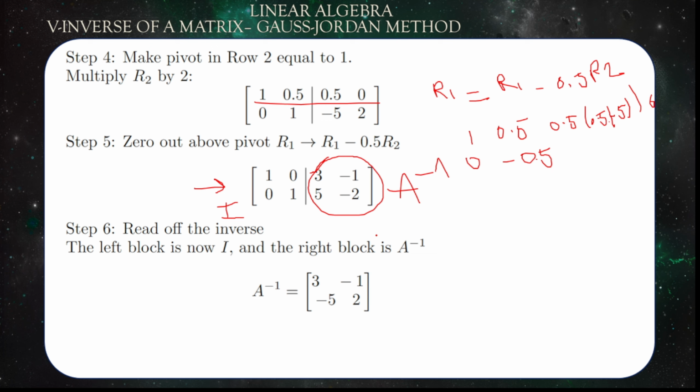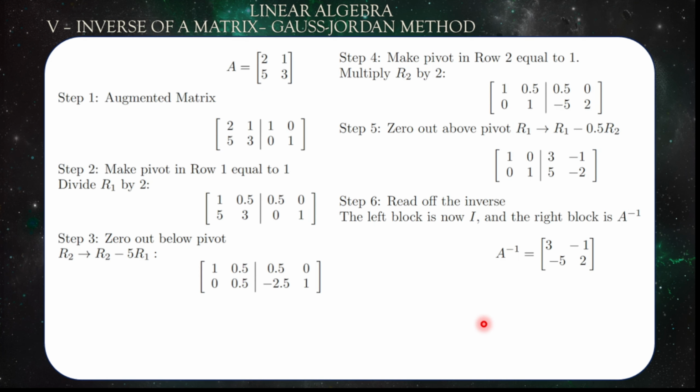And you can use the same method for matrices larger than 2 by 2 size. So the left block is now I, and the right block is A minus 1. So this is the inverse matrix at the end. This is the overall solution. If you would like to take a picture of it, a snapshot, to store it as a memory, but it is using the Gauss-Jordan method, because we have other methods to evaluate the inverse matrix.